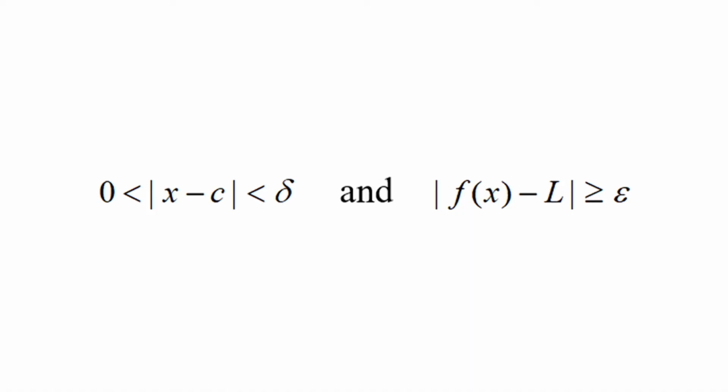Player B must provide an epsilon greater than 0 such that for each delta greater than 0 there exists a value of x such that 0 < |x - c| < delta and |f(x) - L| is greater than or equal to epsilon.